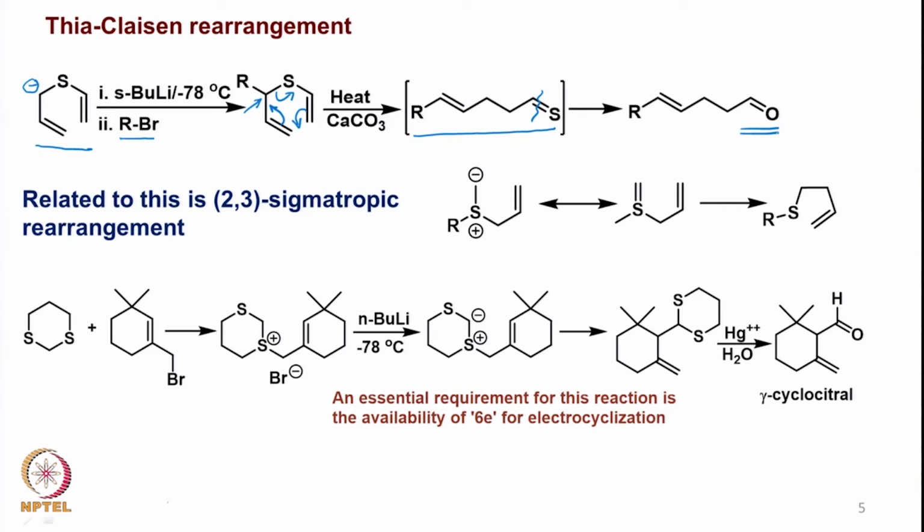Now this is somewhat related to the 2,3 sigmatropic rearrangement of this kind, where we have such a possibility. It is just to indicate that such a thing can happen, and of course one can get it if we have an R group here. So it is related to this particular kind of rearrangement.